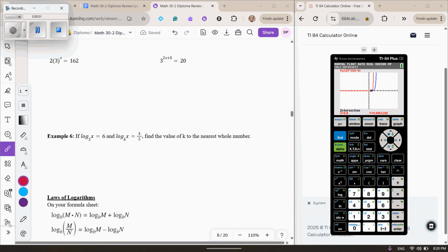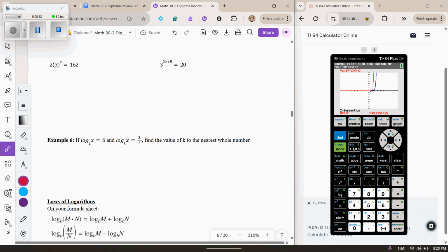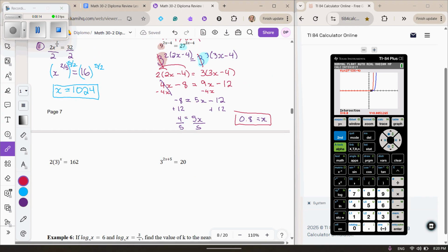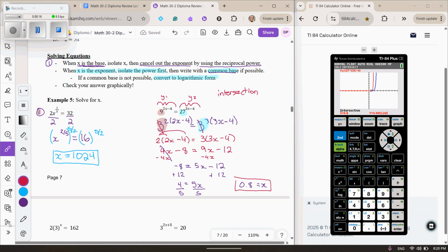This is page 8 of the exponential and logarithmic function review for Math 30-2. Let's continue solving equations. Last video stated there are two main ways to solve an equation.